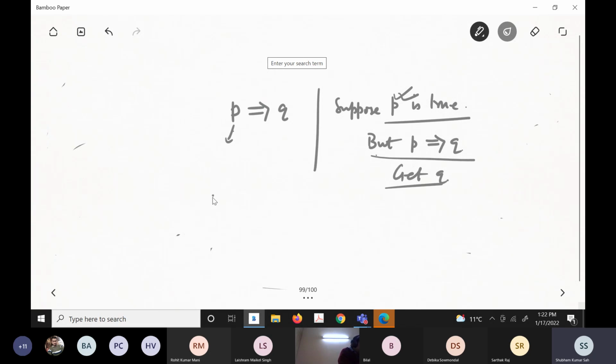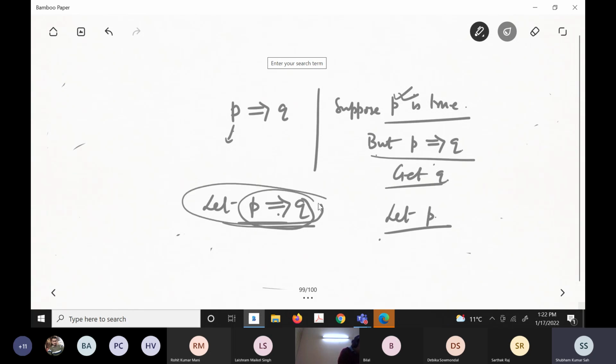But here if you write let P implies Q, look, this is not the same statement. Here your whole assumption is that you assume P implies Q. Here your assumption is only P. Understand? Here actually let P means let us assume P is true. So this is different from this. Here you are assuming the whole thing, and here only you are assuming P.